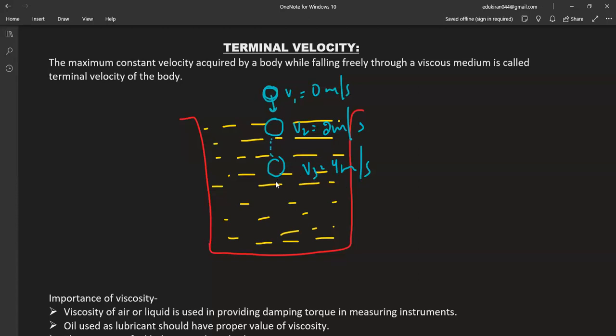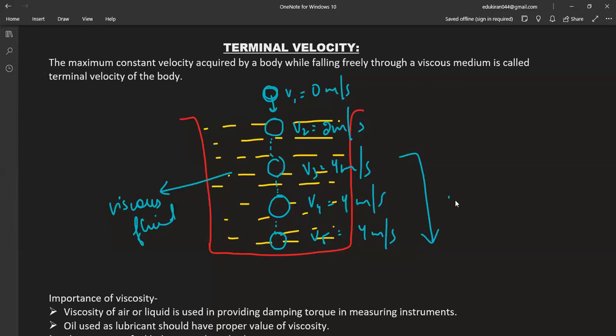Now what am I noticing? It should increase further: 0, 2 meters per second, 4 meters per second. But I'm noticing that when it is reaching this point, still the velocity is 4 meters per second. When I'm reaching this point, still the velocity is 4 meters per second. So there is a constant velocity that is achieved whenever a body is flowing through a viscous fluid, and this was honey that I had taken. It means this is a viscous fluid, right? So there is this constant velocity which is achieved over here.